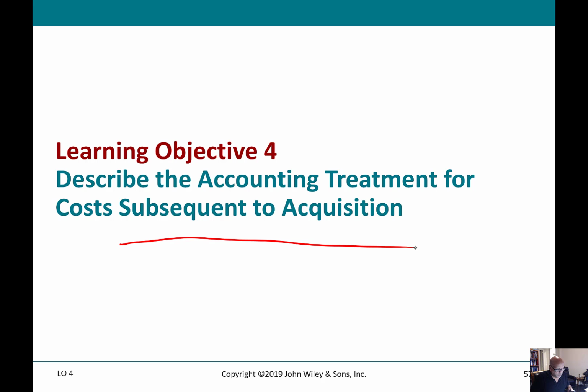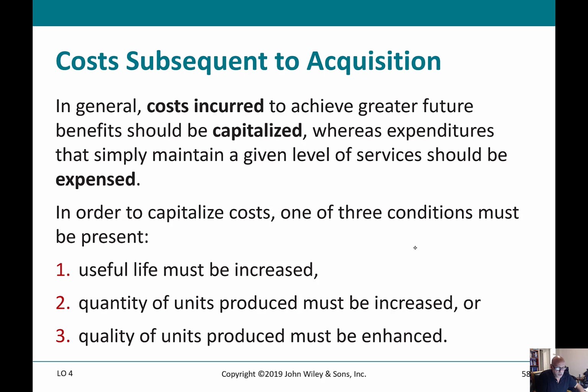And when we look, we can see that in general, cost incurred to achieve future greater benefit should be capitalized, whereas expenditures that simply maintain the given level of service should be expensed. Okay, so what they're really talking about there are, and I should probably put the word routine, repairs. Okay, so what happens? You have a vehicle. You have to repair a flat tire. Well, that's a routine, normal repair. You don't have to capitalize the cost of that tire by debiting asset, you would simply debit expense, credit the cash that you paid for the repair of that tire.